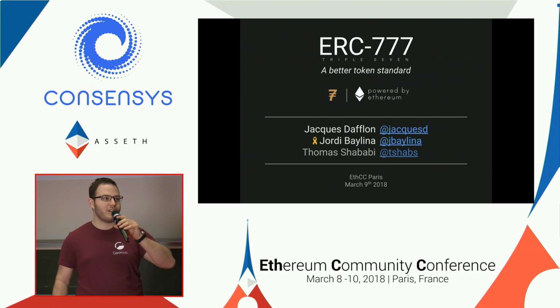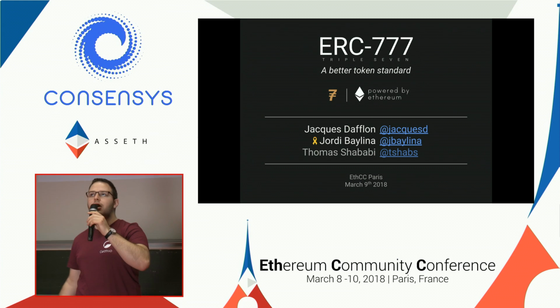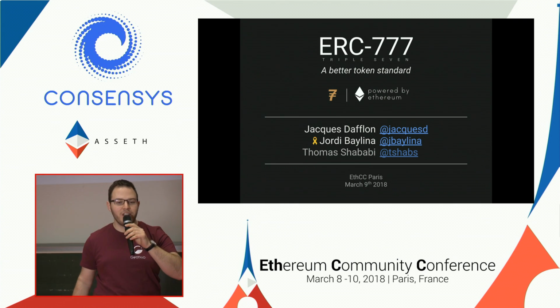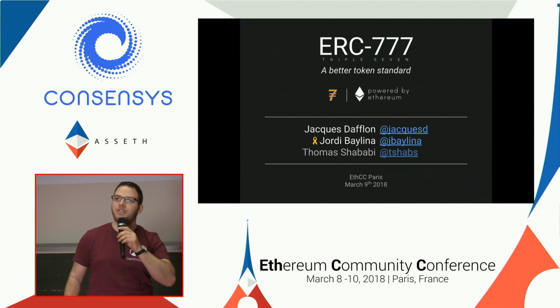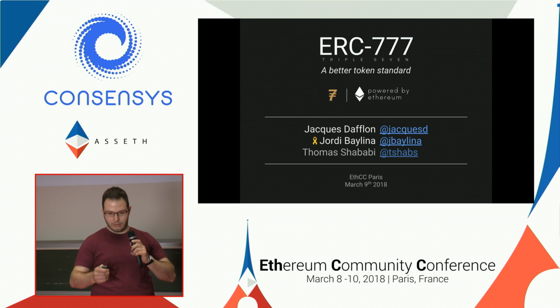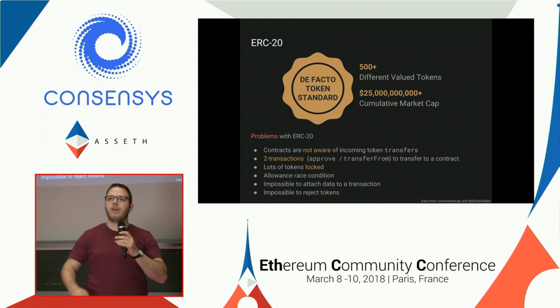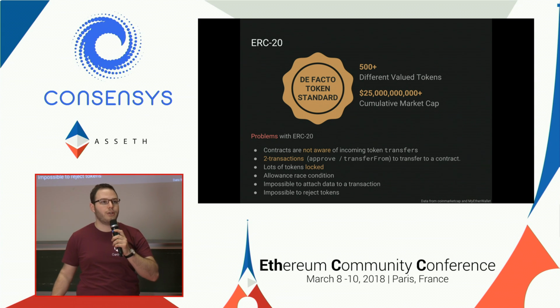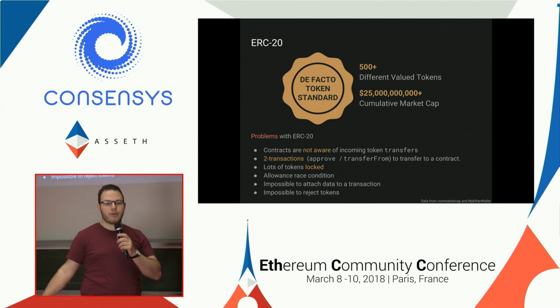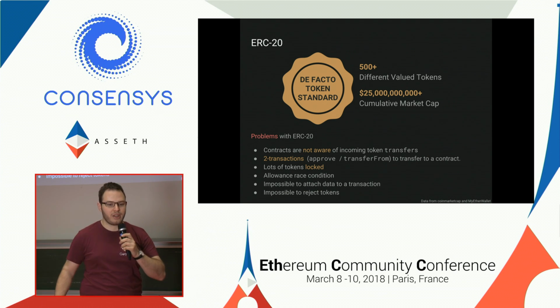My name is Jacques. I'm one of the co-authors, with Jordi and Tom, who is hiding somewhere, of the new ERC 777 token standard. Okay, so ERC 20, I'm sure you all know it. It's the de facto standard for tokens on the Ethereum blockchain today. We have over 500 valued tokens, and that's over $25 billion cumulative market cap. So it's a really big thing.